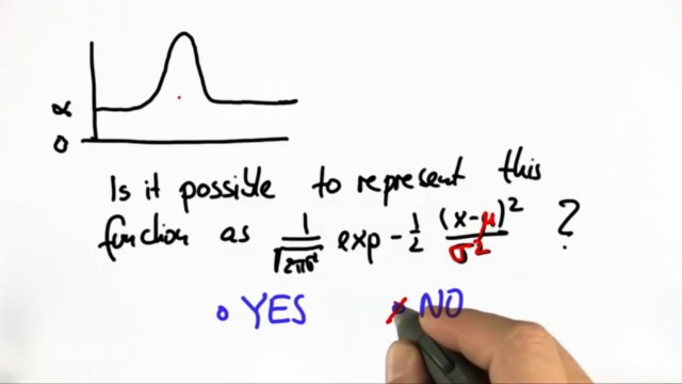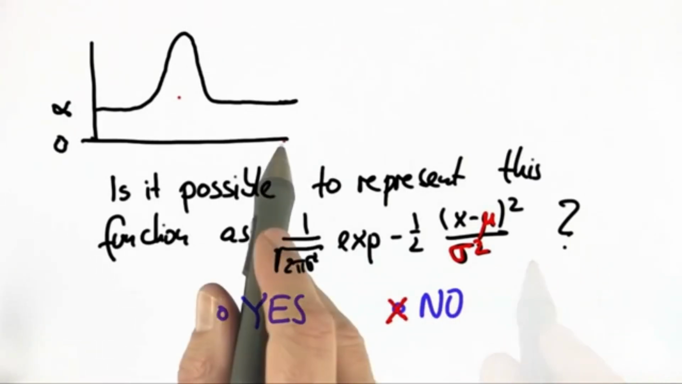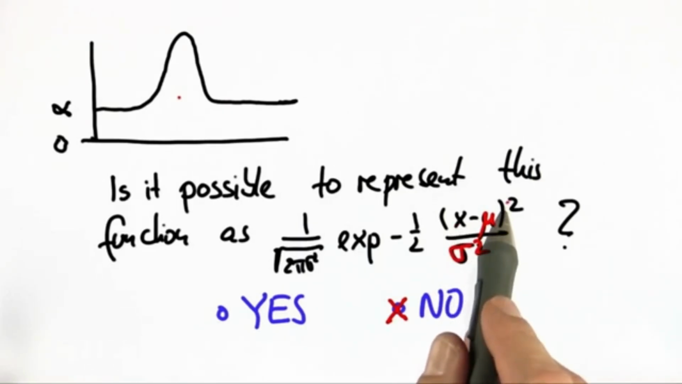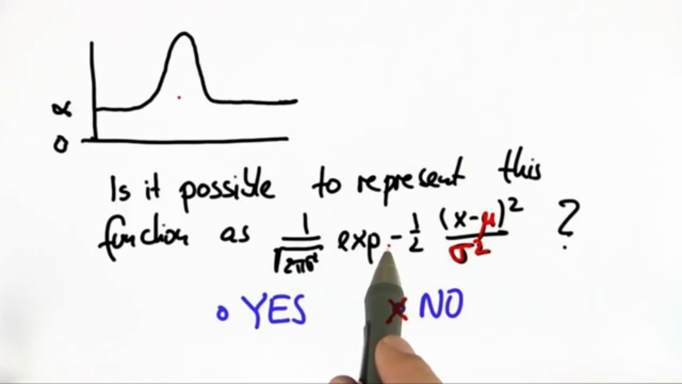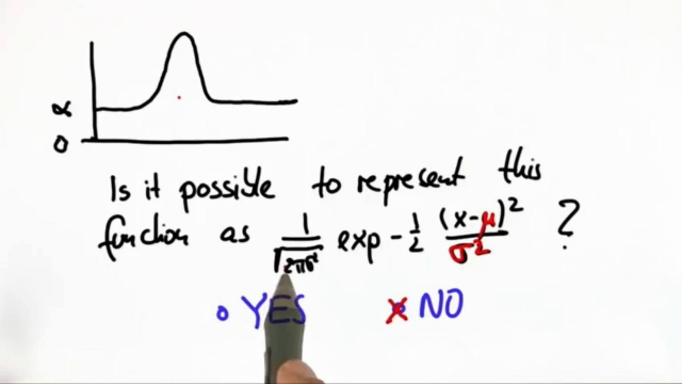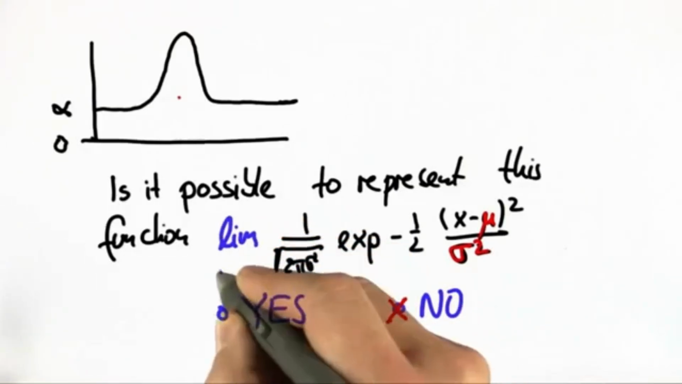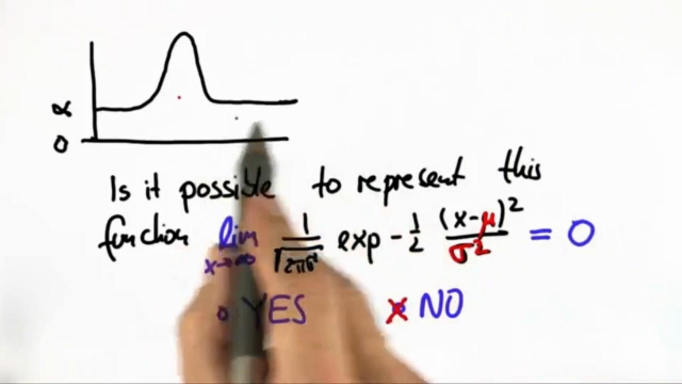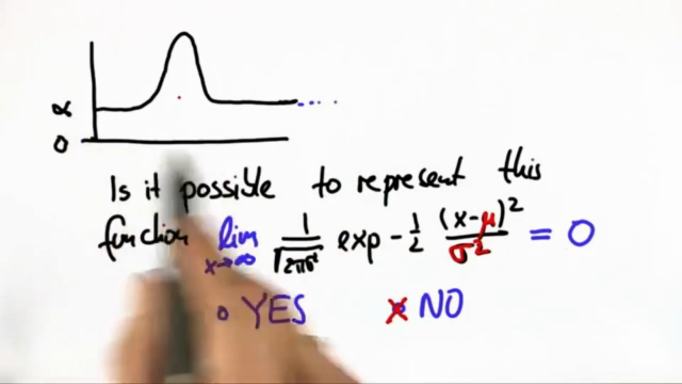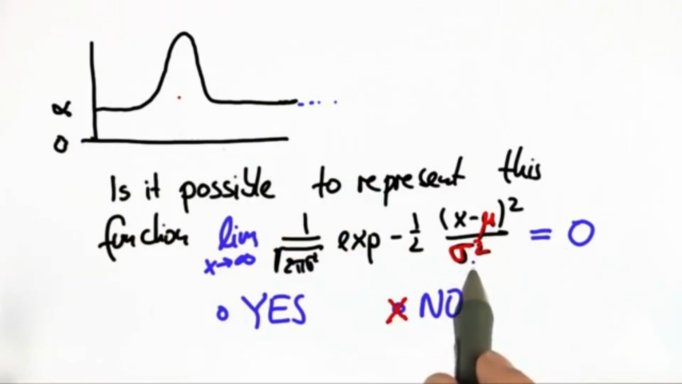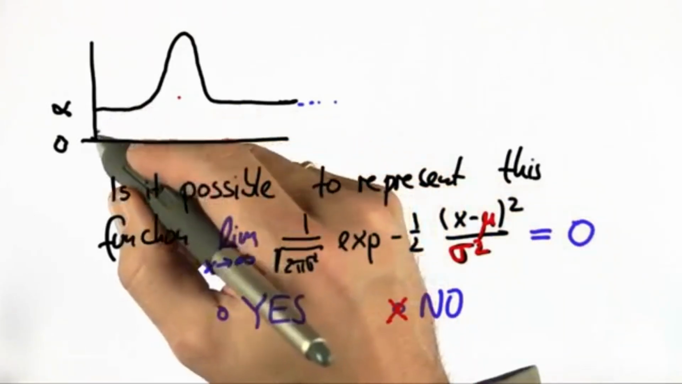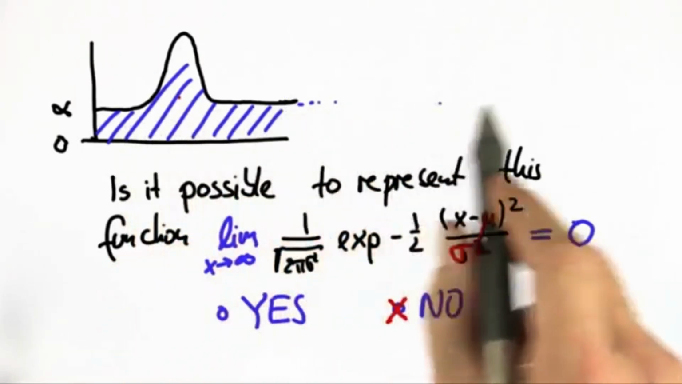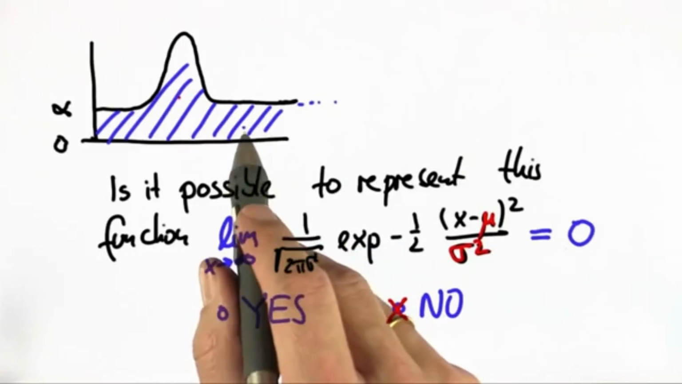The correct answer here is no. Suppose we let x go to infinity, then x minus mu square for any fixed mu will go to infinity. So we have e to the minus infinity, which will go to 0. This is the constant. Therefore, we know that in the limit of x goes to infinity, this expression must be 0. However, in this graph, it stays at alpha and doesn't go to 0. So therefore, there can't be a valid mu or sigma square. If you're deep into probability, you know that the area under a Gaussian has to integrate to 1, and this area diverges. It's actually infinite in size, so it's not even a valid probability distribution.